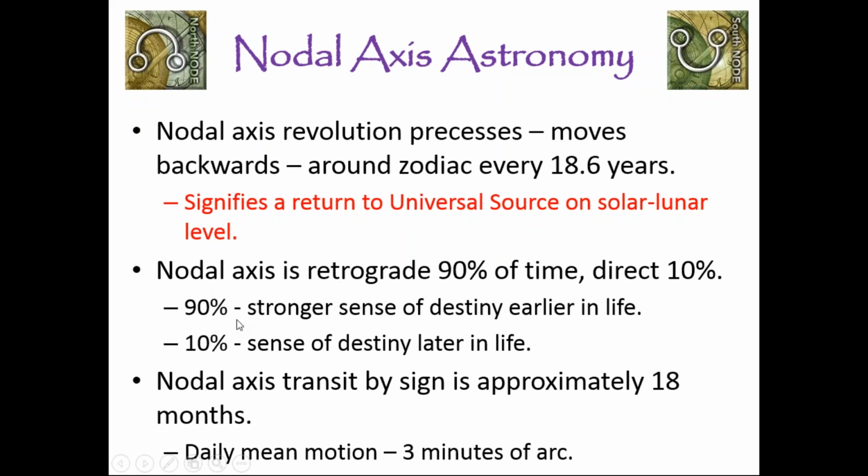The 90% retrograde motion of the nodes means that we create a stronger sense of destiny earlier in our life on an egoic basis. Again, this is based upon evolutionary astrology. Observe, correlate, observe, correlate. And of course, all you have to do is look at your astrological chart printouts to see whether or not there is an R or an RX behind the symbol for the node, to know whether or not it's moving retrograde. If it is, it will have the RX behind it. In that 18.5 year cycle, the nodal axis transits spend about 18 months in each sign of the zodiac.